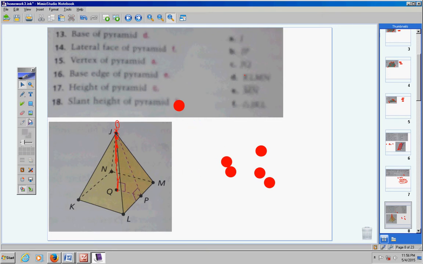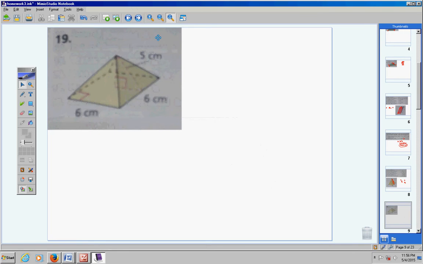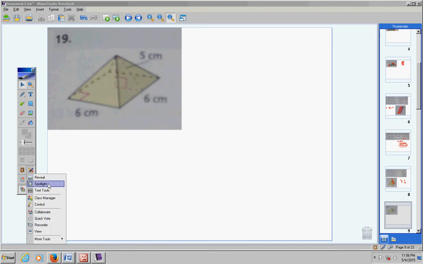Alright, now, the slant height of the pyramid, the slant height would be this line right here. Like you threw down a rope to a friend climbing up the side of the pyramid. That's JP. So JP would be the letter B, would be the slant height of the pyramid. Alright? Okay, moving on to numbers 19 through 22.